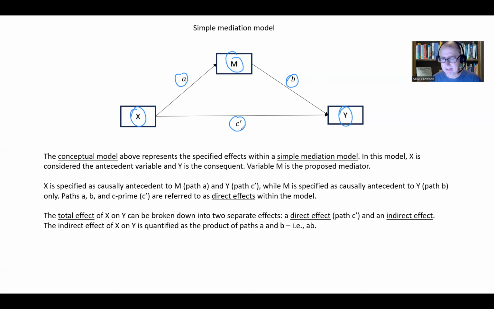So we want to test whether there's evidence consistent with the idea of mediation, or with the proposition of mediation. If I assume that the effect of X on Y is mediated, then we want to quantify that effect, and we can do that by taking the product of paths A and B. So in a nutshell, you'll see down here in our little PowerPoint slide, the quantification of the indirect effect of X on Y is A times B, or path A coefficient times path B coefficient.